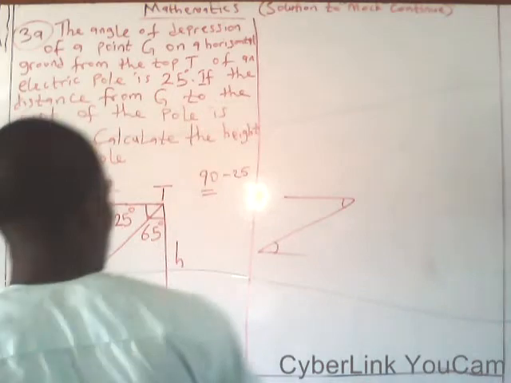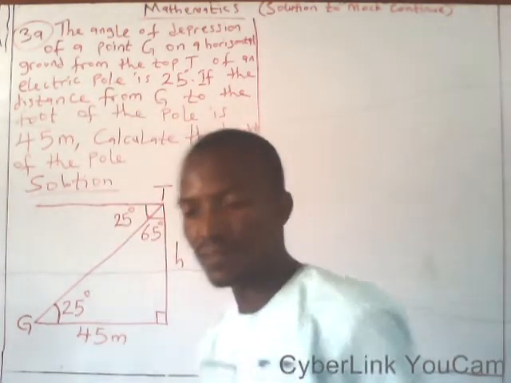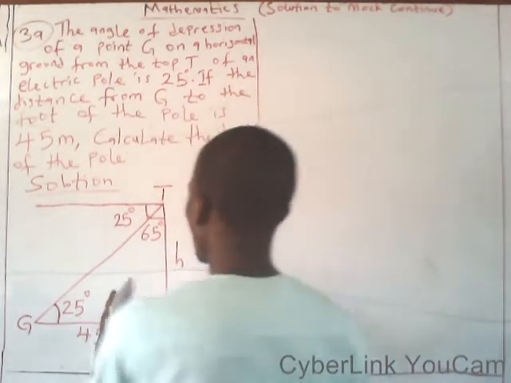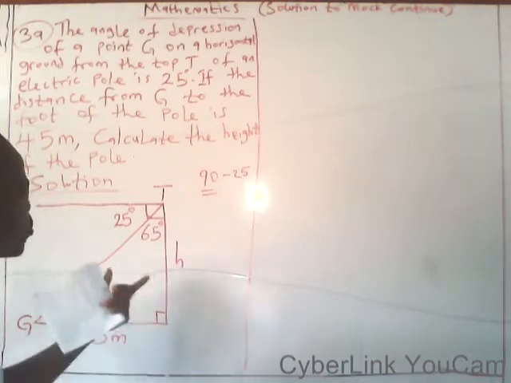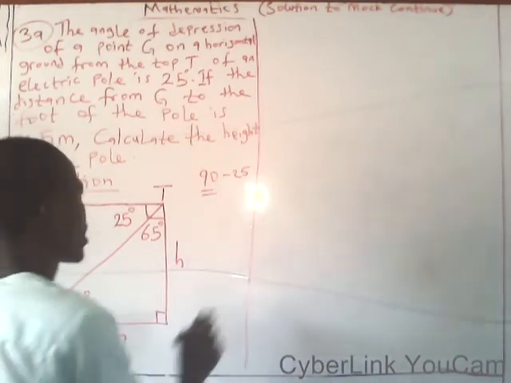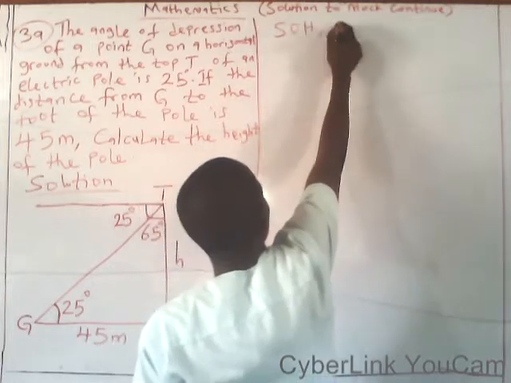Now, in my own case here, I have decided to make use of 25 degrees. If I have decided to make use of 25 degrees, there is something in trigonometry they call SOHCAHTOA, which I believe all of you know.